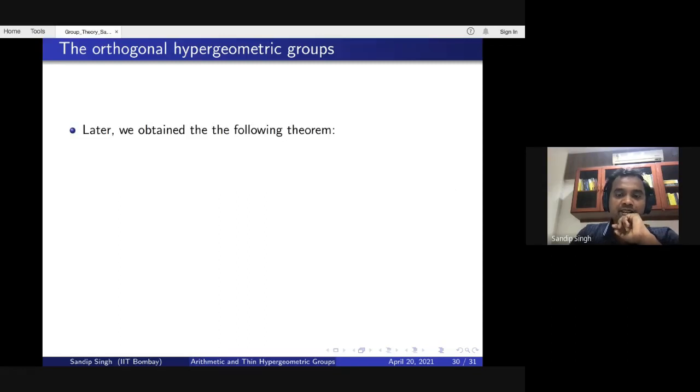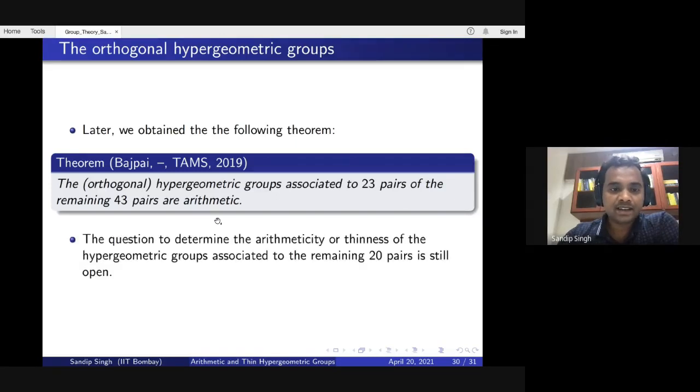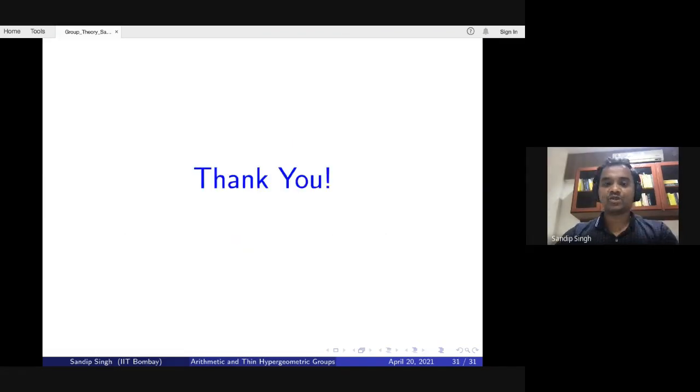And later we obtained the following theorem. This is with Jitendra Bajpai. So the hypergeometric groups associated to 23 pairs of the remaining 43 pairs are arithmetic. And the question to determine the arithmeticity or thinness of the hypergeometric groups associated to the remaining 20 pairs is still open. And yeah, so I will stop here. It's done. Thank you so much for listening.